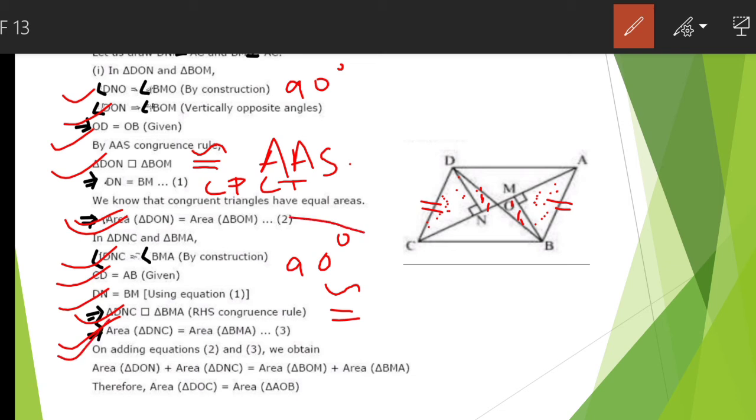Now we are going to add equation 2 and equation 3. We will get area DON and area DCN on the left hand side, plus area BOM and area ABM on the right hand side. Together we will get area DOC is equal to area AOB. So this is how, using the hint, we have proved the areas of the two triangles are equal.